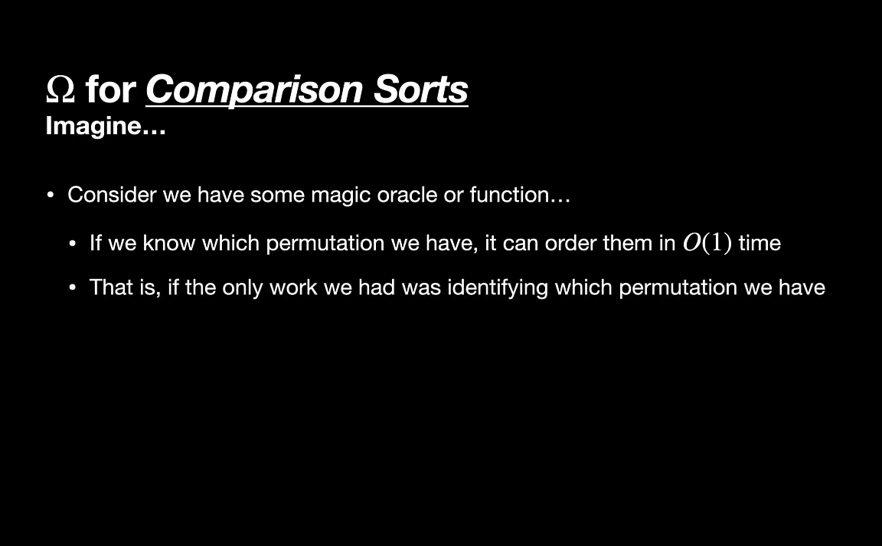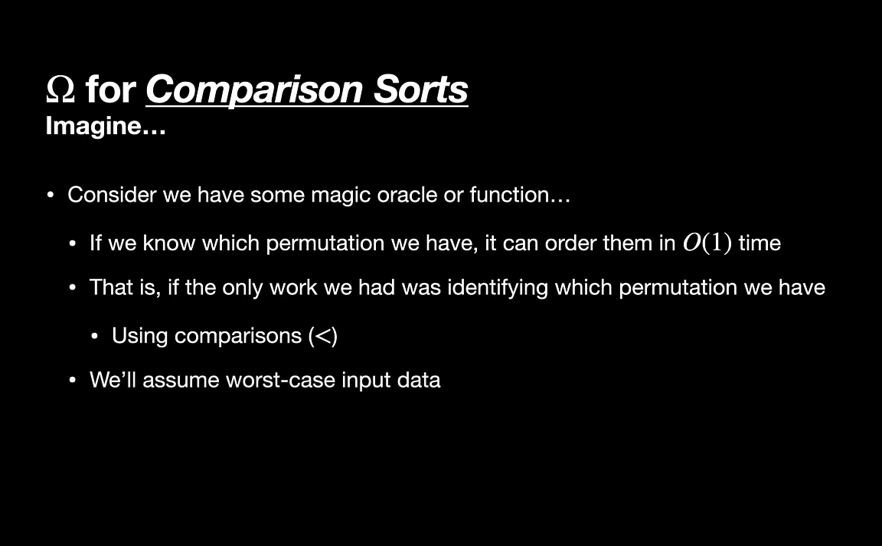Okay, so if all of our work was just identifying which permutation we had, and we're just using comparisons like less than, we'll try and identify our time complexity. But we're going to assume that we've got the worst case input data. As we've already seen, sometimes a sort that's considered to be relatively poor, like insertion sort, does relatively well if the data is suitable for it in a particular way. We'll assume that our sorts always have the worst case data for that particular sort. So we'll come up with a lower bound, a big omega, that basically tells us the lower bound for the worst case possible data.